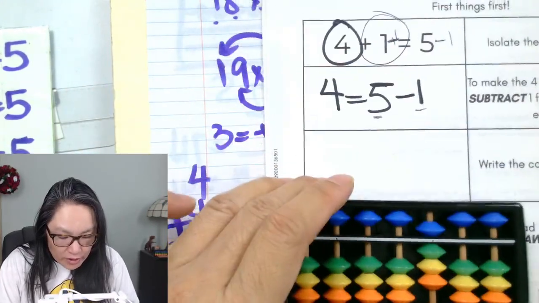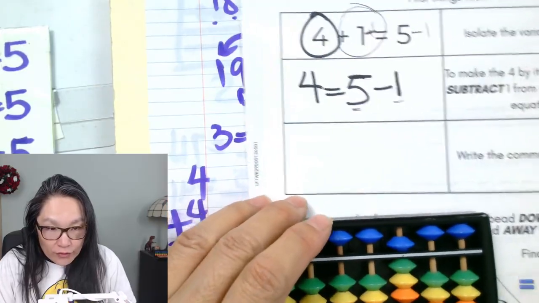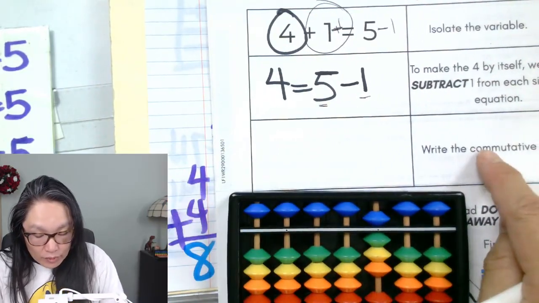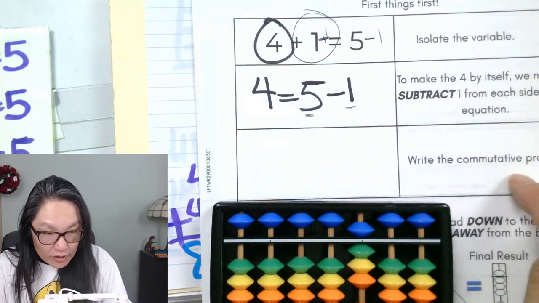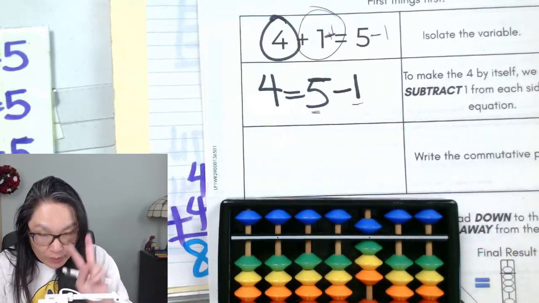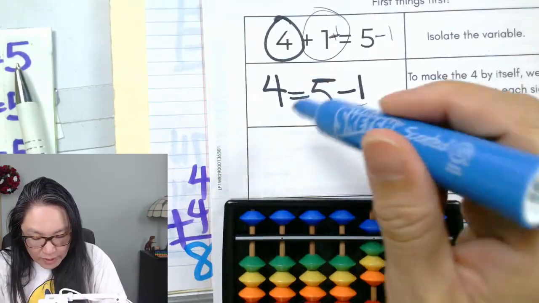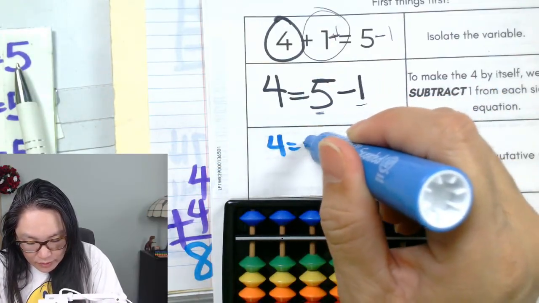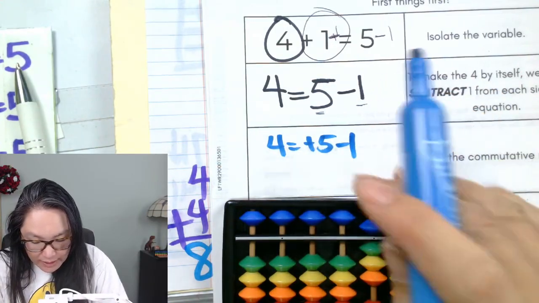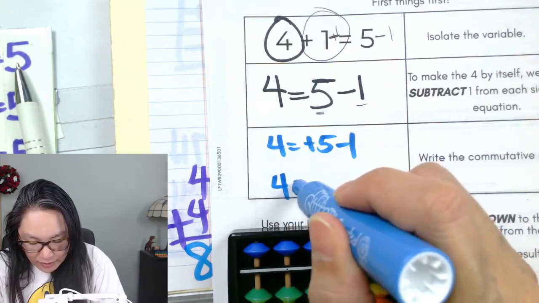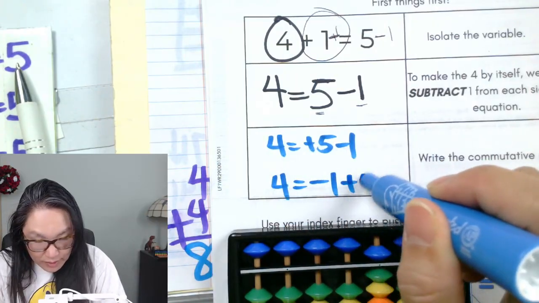So what are we trying to do? Well, now if you understand, commutative property means that we can switch our numbers around. So 4 is equal to plus the 5 minus 1, which is the same as adding the 4 is equal to minus the 1 plus the 5.